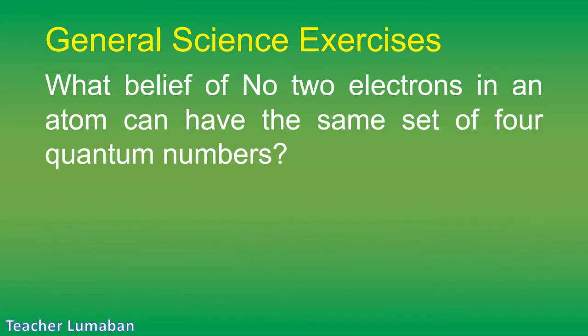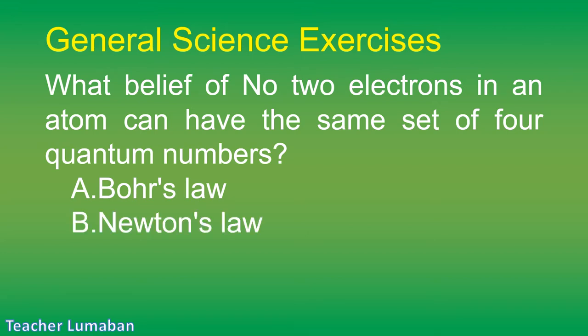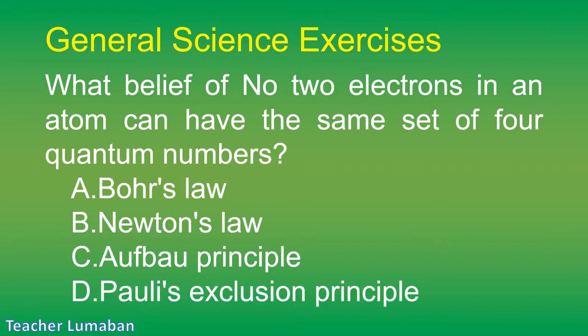What is the principle that no two electrons in an atom can have the same set of four quantum numbers? Letter A, Bohr's law. Letter B, Newton's law. Letter C, Aufbau principle. Letter D, Pauli's exclusion principle. Choose the suitable answer to the following choices in 5 seconds.